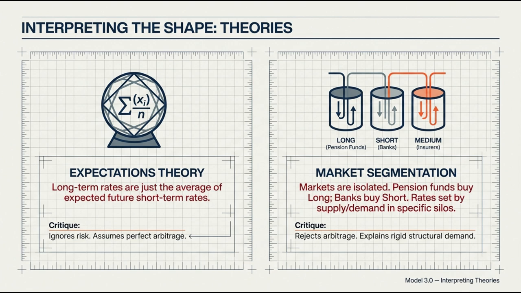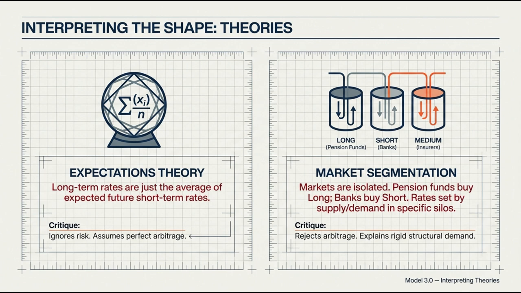segmentation theory. This theory completely rejects that idea of arbitrage linking maturities. It posits that investors, by their nature, have rigid maturity preferences. The markets for short, medium, and long-term bonds are largely isolated or segmented. You mean like a commercial bank focuses on short-term lending? Exactly, to manage its liquidity. While a massive pension fund or an insurance company, they must focus on long-term bonds to match their decades-long liabilities.